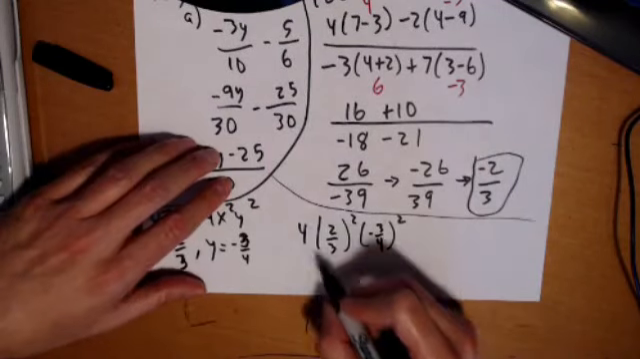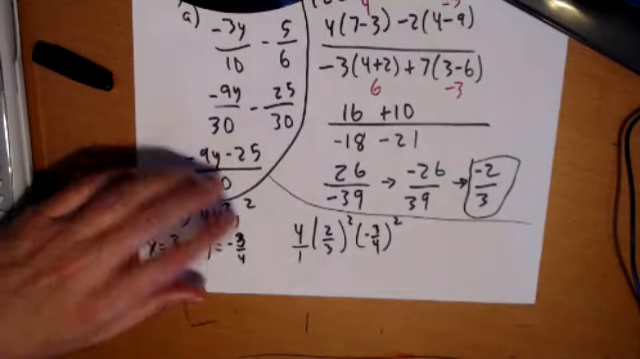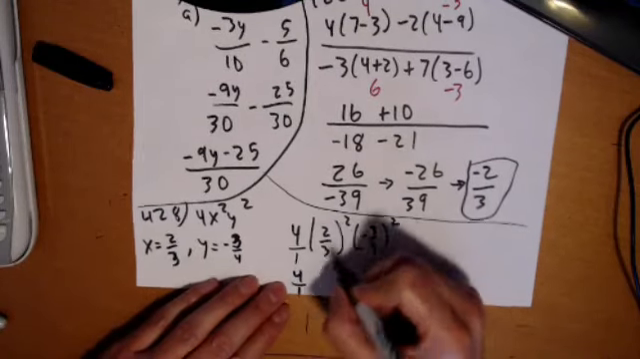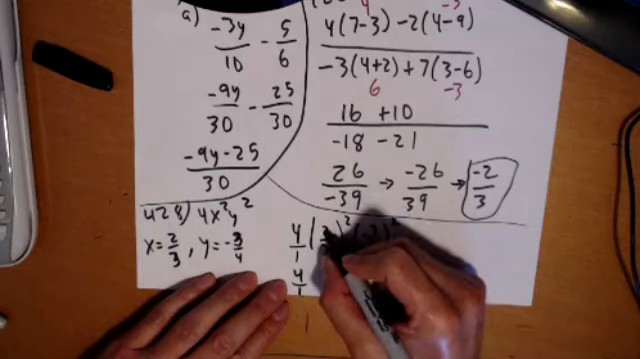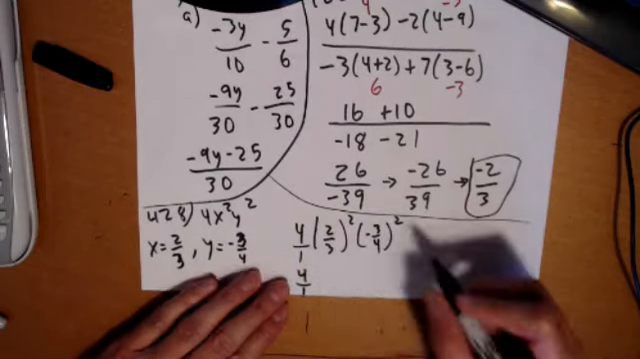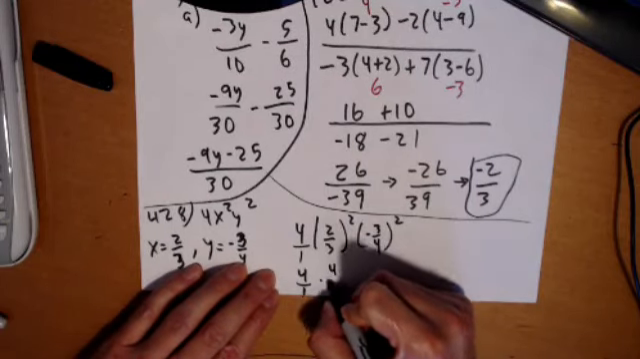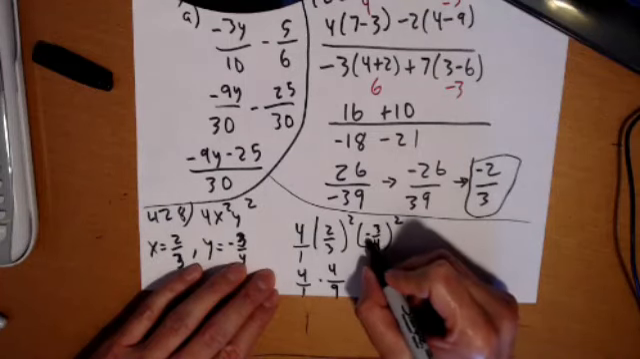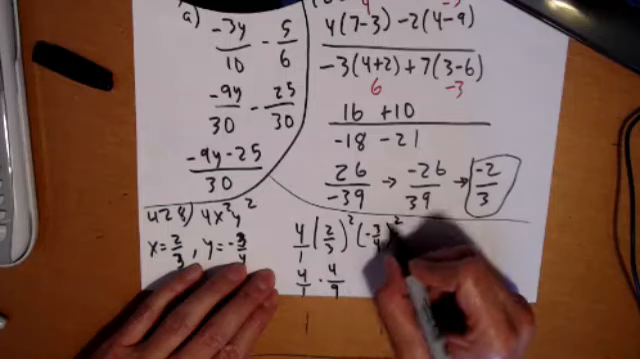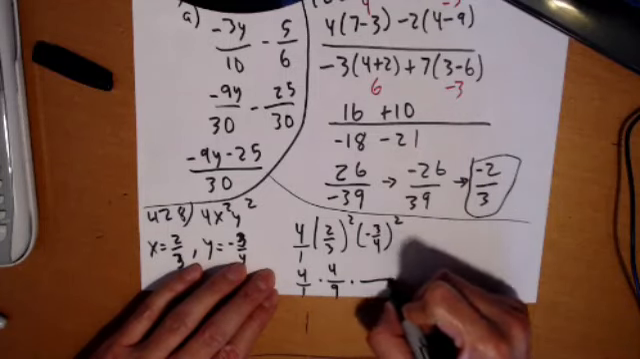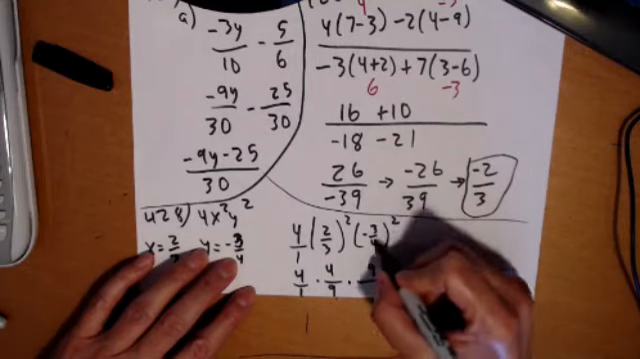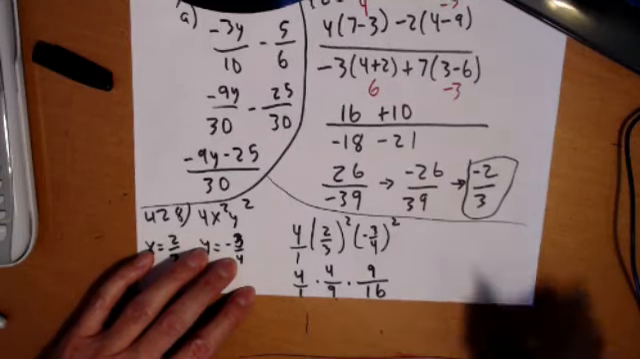Okay, so put the 4 over 1. There's stuff upstairs, there's stuff downstairs. So 4 over 1, 2/3 squared. The little 2 is talking to each of them, to the 2 and to the 3. So that's going to give us a 4. 2 squared is 4, and 3 squared is 9. Negative times negative is going to go to positive, so I'm just going to make the negative disappear. 3 squared is 9. 4 squared is 16.